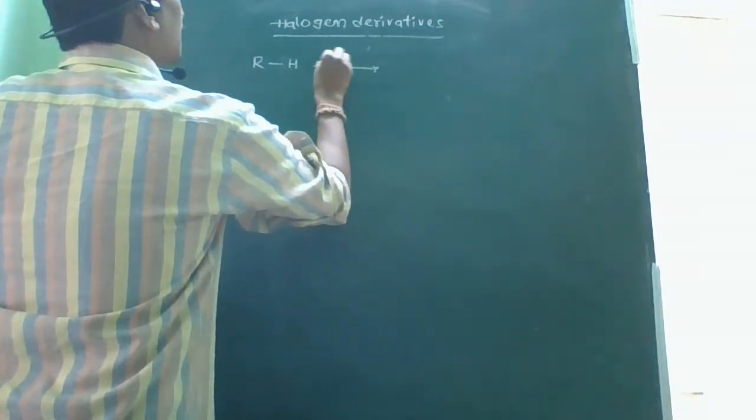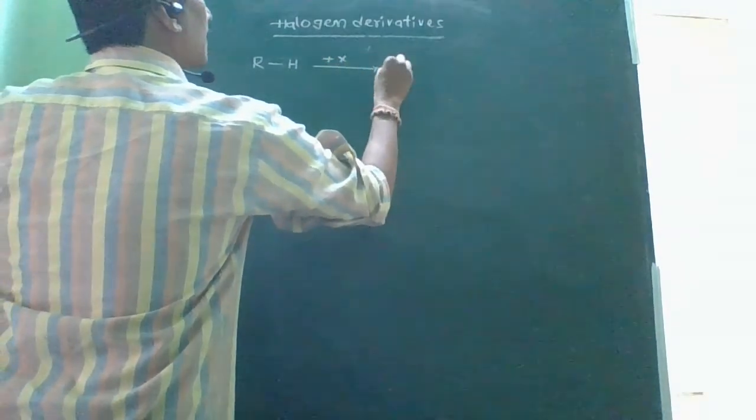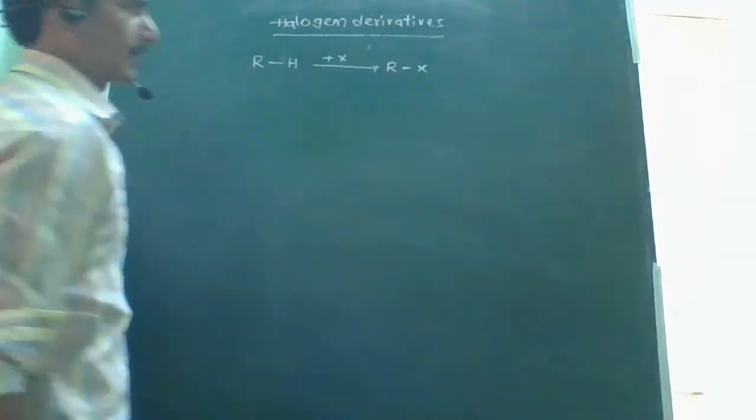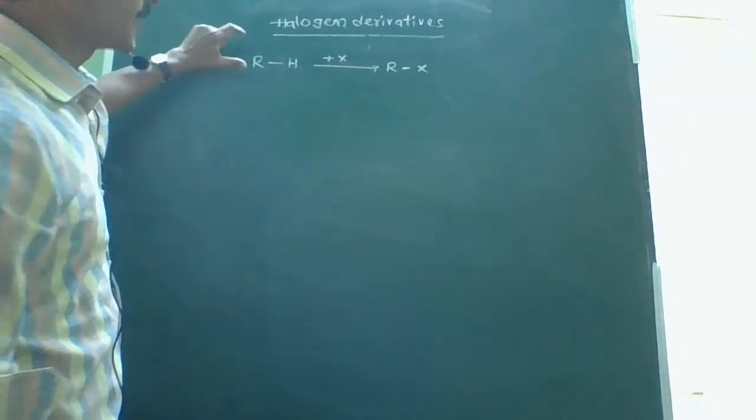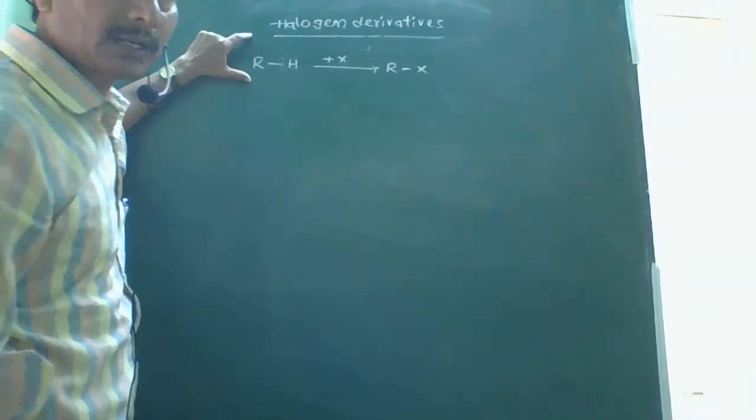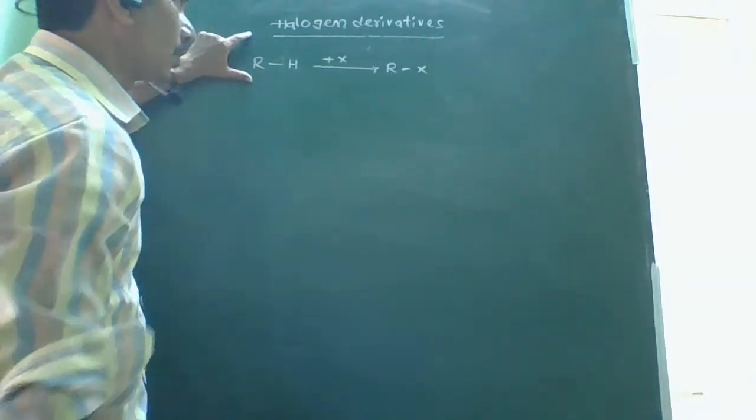By replacing H, X is converting into R. So as per your second year syllabus, these are halogen derivatives, named in the name of the topic.